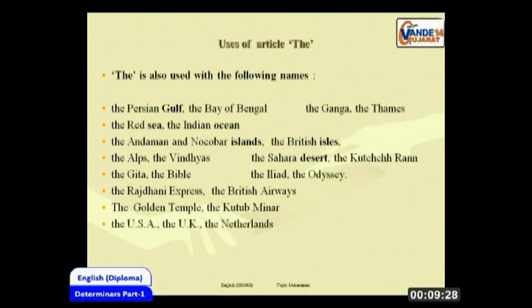Before the names of certain countries, we also make use of article the, particularly the countries listed here: the USA or the United States of America, the UK or the United Kingdom, the Netherlands. Particularly, the rule is that when the name of a country contains a common noun, we generally put article the before it. In the USA, states is a common noun, and that's why we put article the before it. Otherwise, before the names of other countries like India, we do not make use of any article. We do not say the India, the Germany, the France.